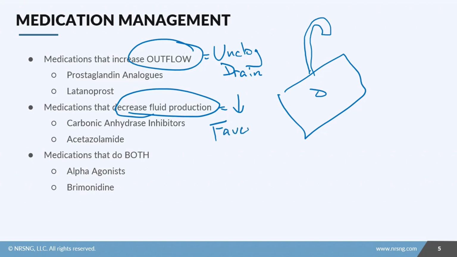The reason we want to do this is because it decreases the amount of fluid in the eye and decreases that pressure. Now, the last type of medication, there are some medications that do both. And what we want to do here is we can actually unclog the drain and turn down the faucet. So if you'll notice, there are some medication classes here and some medication examples. Just refer back to your resources here in this lesson so that you can get a better understanding of those.